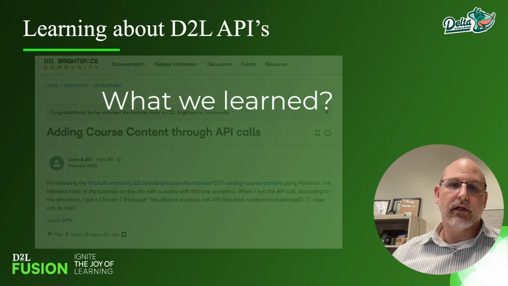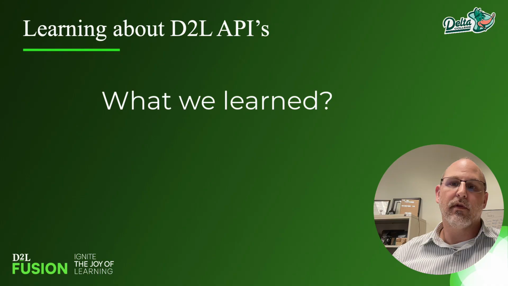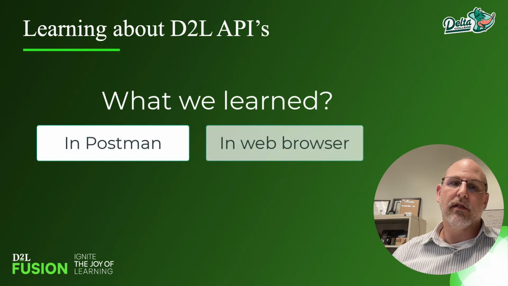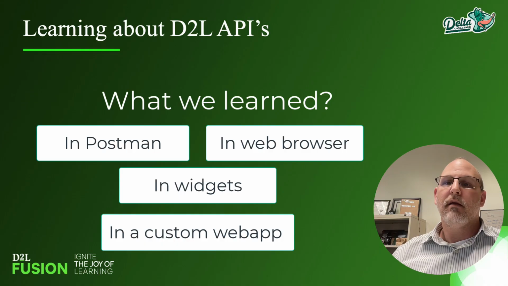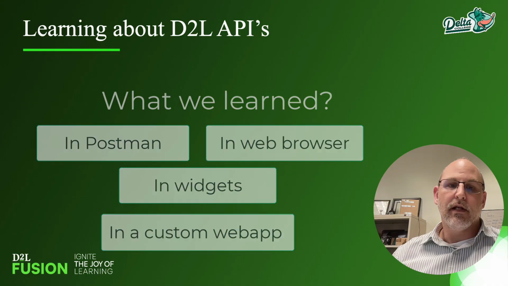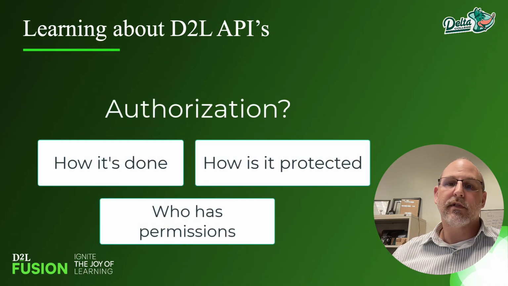We not only learned how to run API calls within Postman, but how to run them in the web browser, inside widgets, on a custom web app page built into D2L. One of the most difficult parts of learning all of this is authentication: how it's done, how access is protected, and who has permissions to run things.